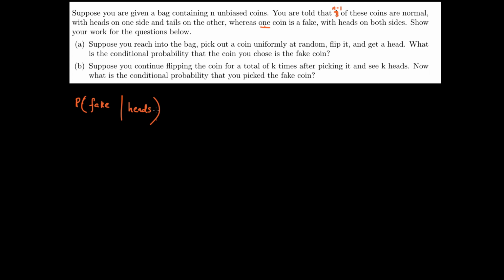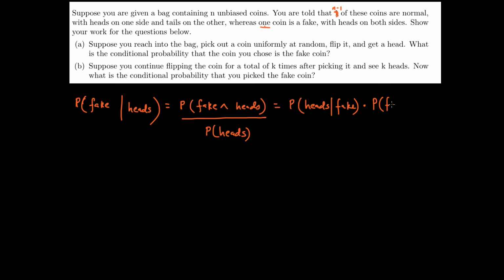This conditional probability is equal to, again taking things right from the lecture, the joint probability of fake and heads happening together over the probability of heads. We also know that the joint probability can be written as the probability of observing a heads, given that the coin was fake, times the probability of the coin being fake, divided by the probability of heads. So I've just rewritten the joint probability as the conditional probability of heads given fake times the probability of fake.